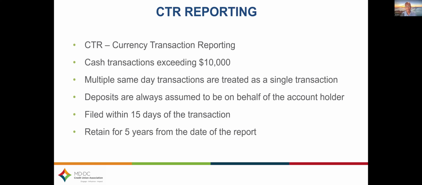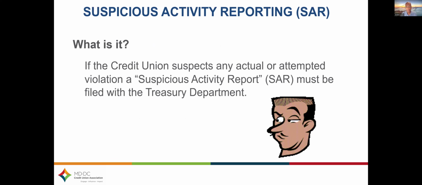The day that you file it, you must retain that CTR for 5 years. Everything under the BSA, record retention requirements are 5 years. Everything under the BSA is 5 years. Now, we talked about the CTR. The CTR is a little more simple. You must file a CTR when it exceeds $10,000 total cash in, total cash out, any cash transaction. All right, now, suspicious activity reporting, SARs.